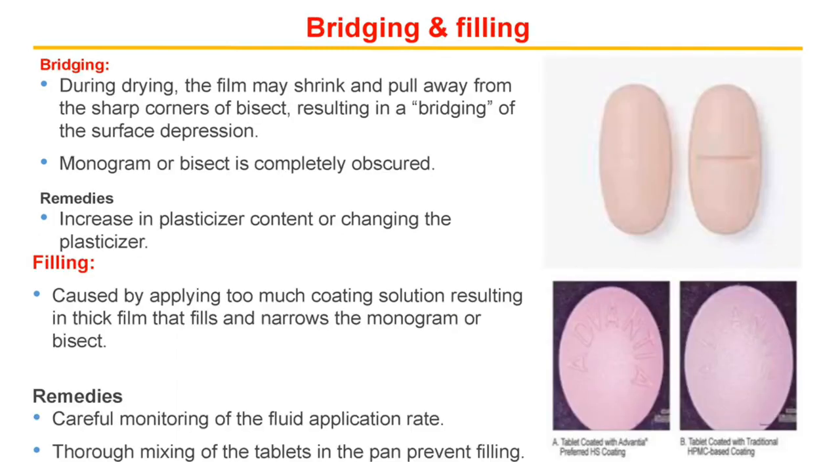32. Bridging and filling. Bridging: during drying, the film may shrink and pull away from the sharp corners of the bisect, resulting in a bridging of the surface depression. Monogram or bisect is completely obscured. Remedies: increase in plasticizer content or changing the plasticizer. Filling: caused by applying too much coating solution, resulting in thick film that fills and narrows the monogram or bisect. Remedies: careful monitoring of the fluid application rate. Thorough mixing of the tablets in the pan prevents filling.